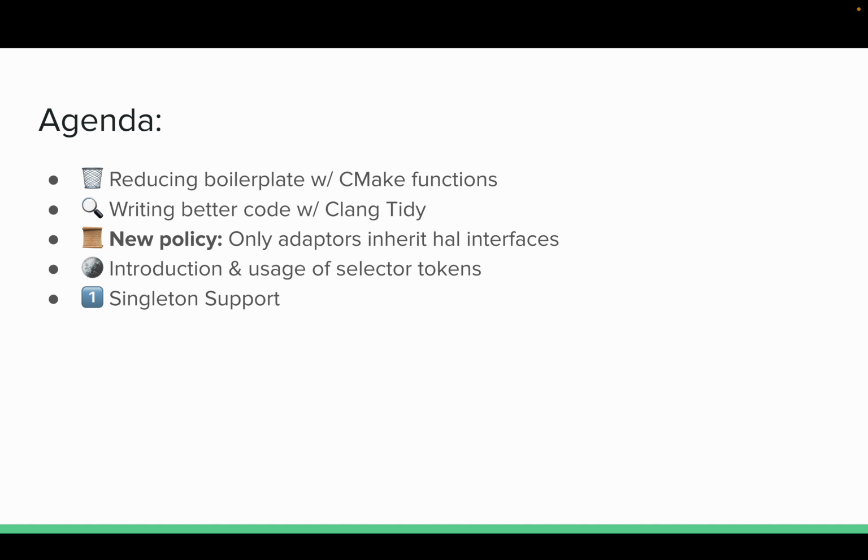So we're going to be going over reducing boilerplate with CMake functions, writing better code with clang-tidy, and the new policy on how interfaces are inherited. The main idea is that only adapters will inherit HAL interfaces. I'll talk more about that in a sec. Then the introduction and usage of selector tokens, as well as singleton support. Actually, I can say right now, I did not talk more about singleton support, so I'm removing that from the agenda. For now, that's still being worked on.